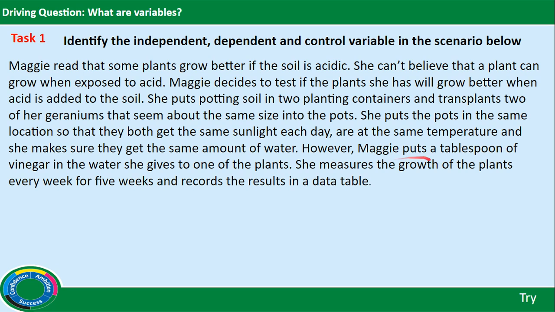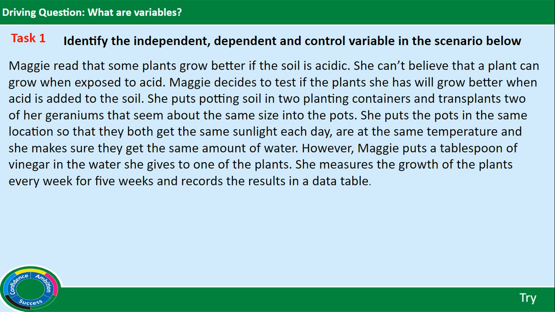However, Maggie puts a tablespoon of vinegar in the water she gives to one of the plants. So she's got 2 planting containers, but one has acid, but the other doesn't have anything. So that is something that she's changed in this experiment. As you can see, she puts exactly 1 tablespoon of vinegar in the water she gives to one of her plants. So one has the acid, one doesn't.